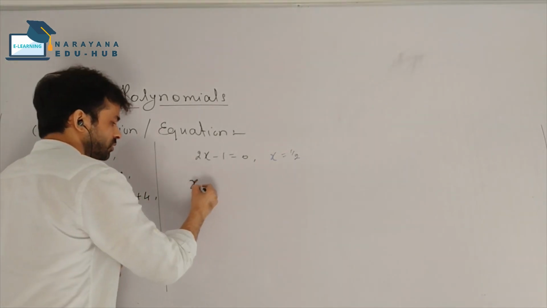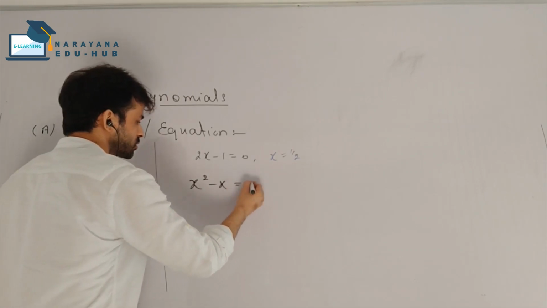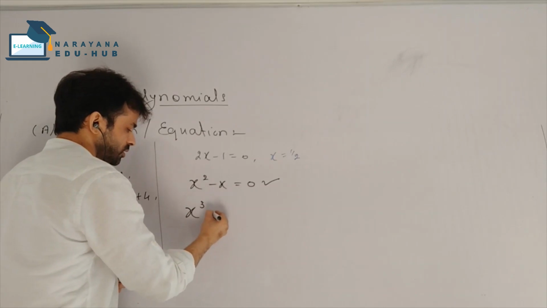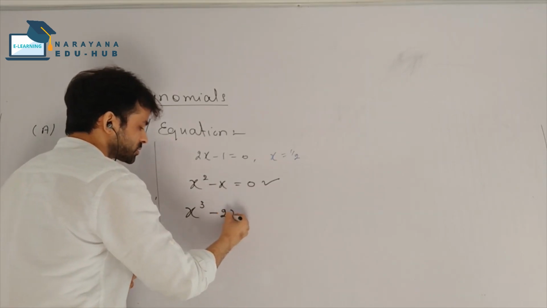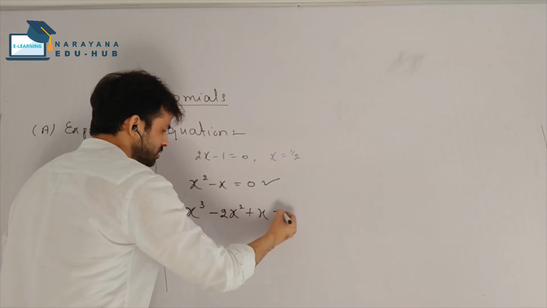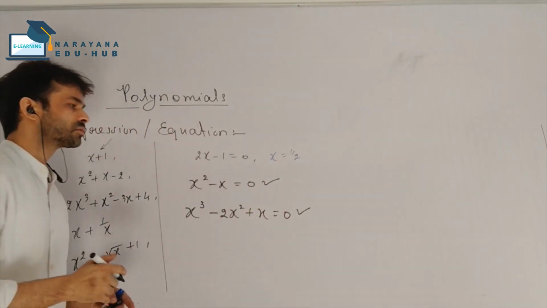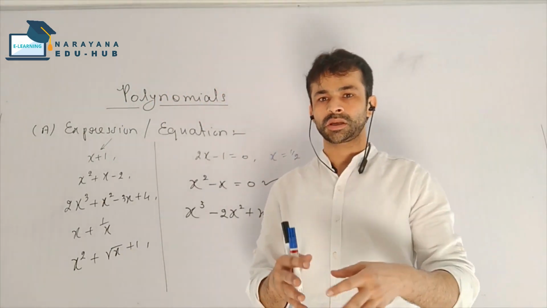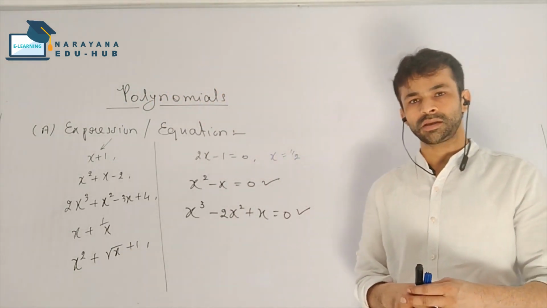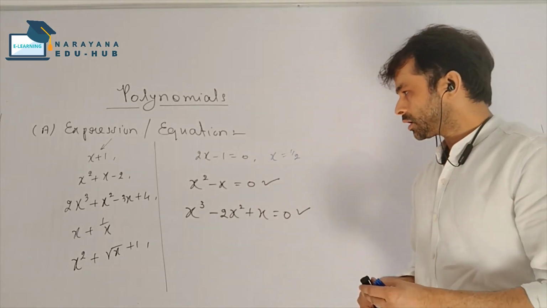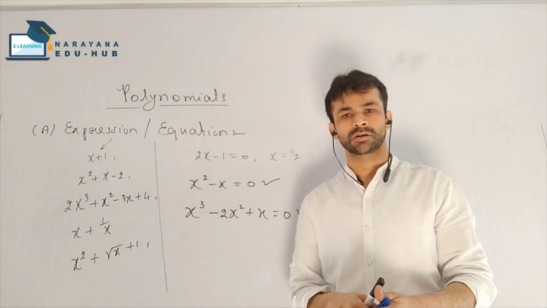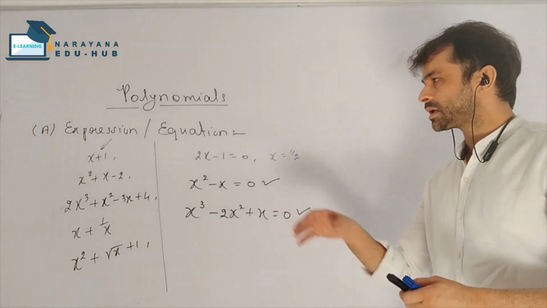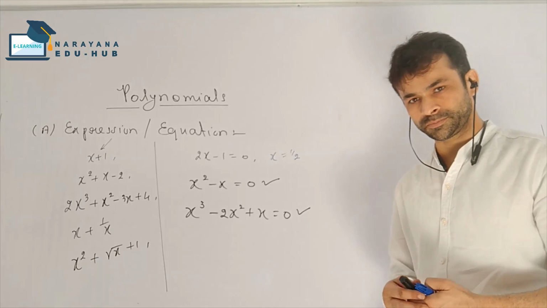If I have x squared minus x equal to 0, this is an equation. If we have x cubed minus 2x squared plus x equal to 0, this is an equation. We can always equate with 0 and we can always solve. How to solve that we'll discuss later on, but we can find values of x. So this is the main difference between expression and equation.